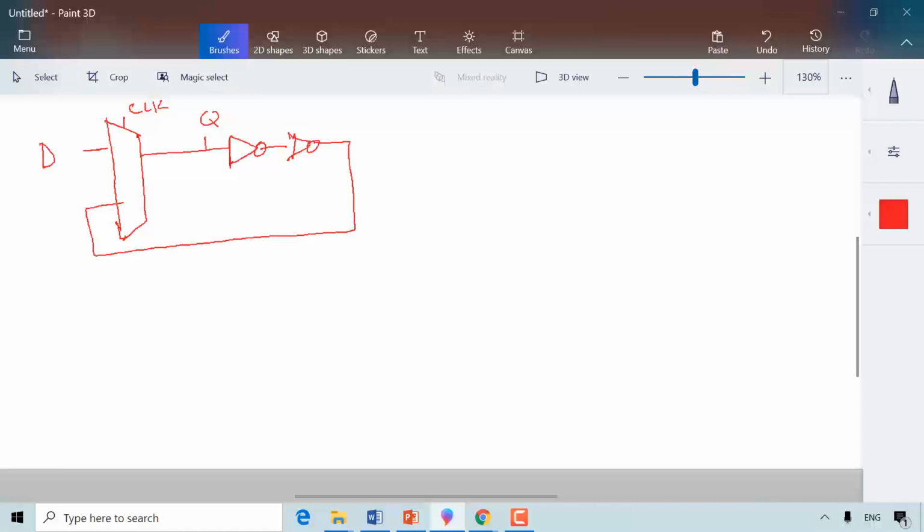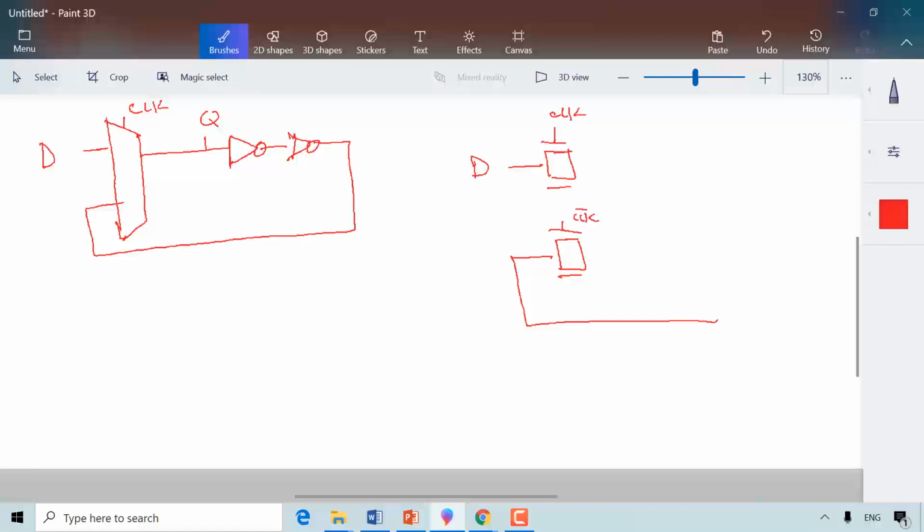There are two ways to implement this. One way, obviously, is to use a multiplexer. We know the multiplexer can be implemented by transmission gates. Very easy. So here is the transmission gate where I have one input, the D, and the other input is the feedback. This gate is an NMOS, opened by clock. This gate is an NMOS, opened by clock prime.